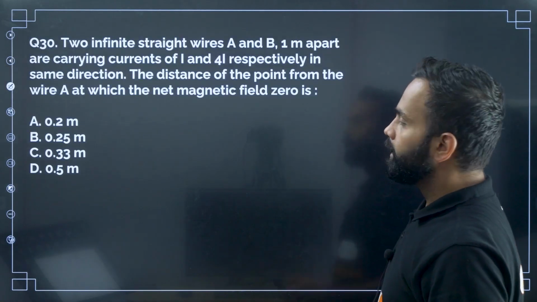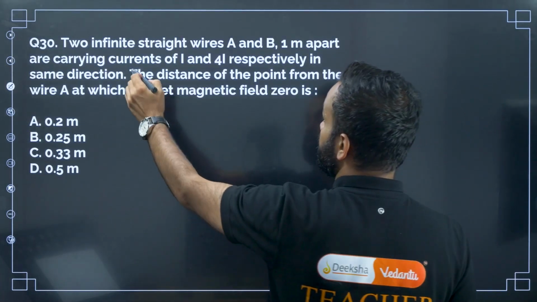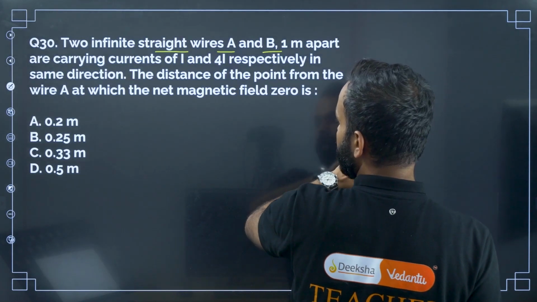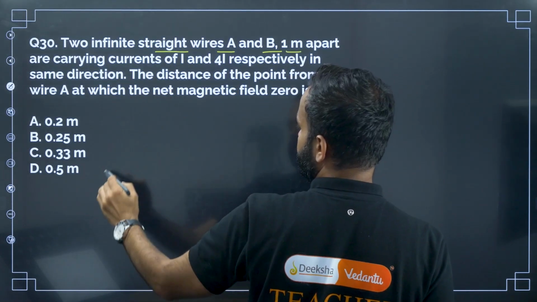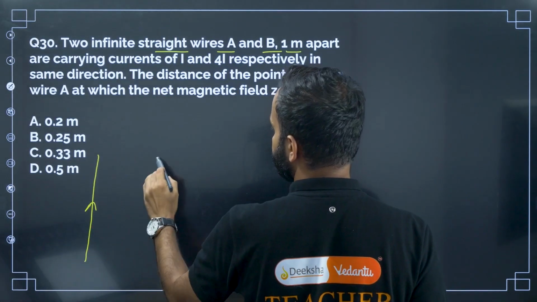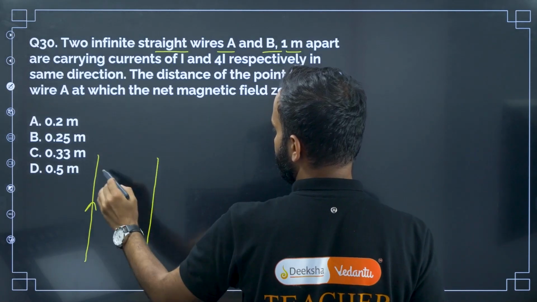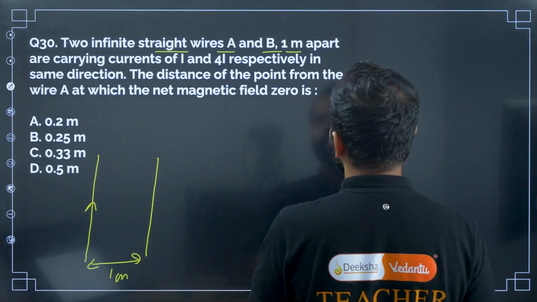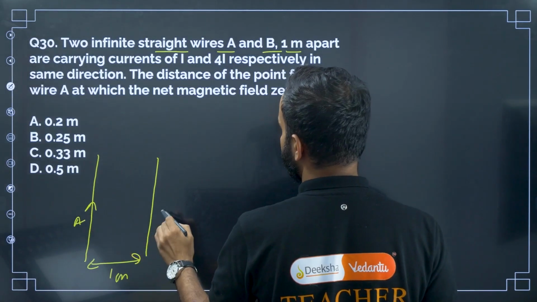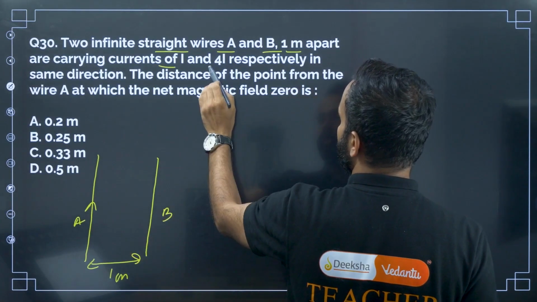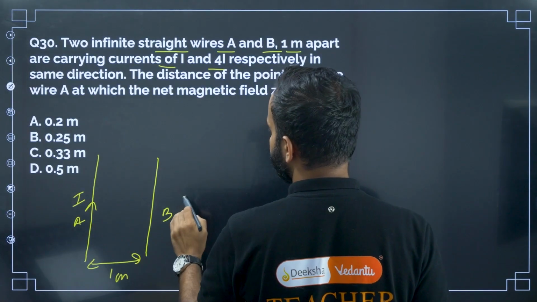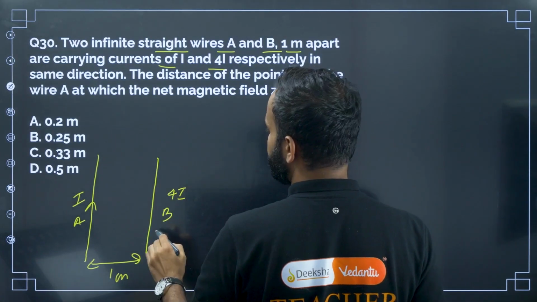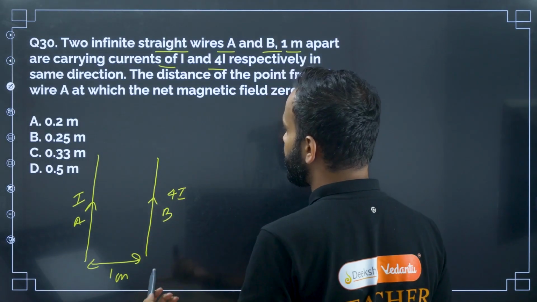Yeah, and the last one. Two infinite straight wires A and B, 1 meter apart, are carrying currents of I and 4I respectively, in the same direction.